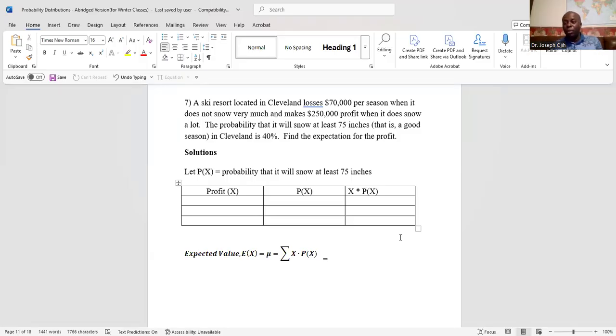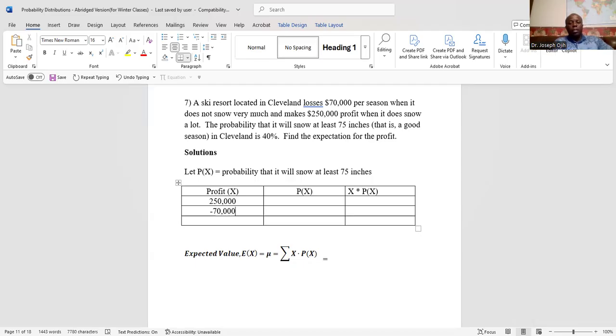So for this ski resort, the profit depends on the quantity of snow. If it snows a lot, they make money. People like to go skiing. So it is a profitable business for this company, given the 40% probability. If it snows a lot, profit will be 250,000. And if it doesn't snow a lot, they lose money. They lose 70,000, so that's negative 70,000.